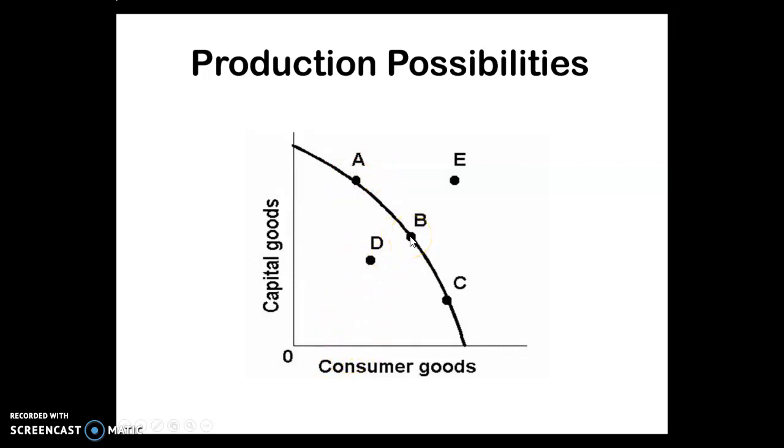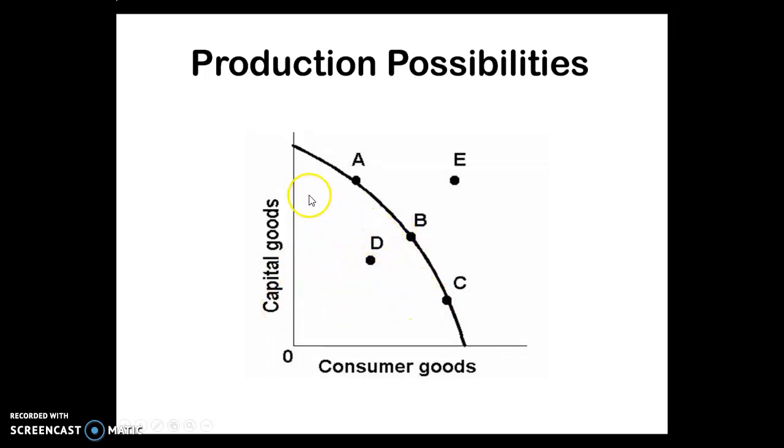At area B, we're using all of our resources, and we're pretty even, with about half of our resources going towards consumer goods and about half going towards capital goods. And here at point C, we're using more resources for consumer goods and far fewer resources for capital goods. What about point D? What does this mean?